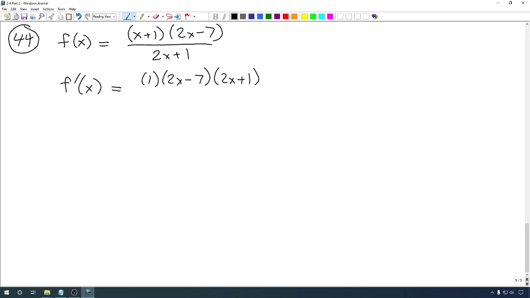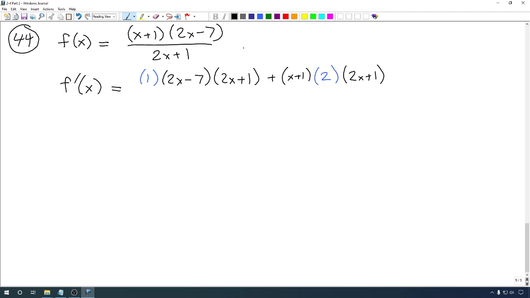Now I move on to the 2x minus 7. I'm going to differentiate that. In fact, I'm going to go ahead and do what I did last time, and I'm going to highlight the ones that are actually differentiated. So this time, I'm going to leave the x plus 1 alone. But I'm going to differentiate the 2x minus 7. Derivative of that is actually a 2, because we have a 2 in front of the x. And I'm going to leave the 2x plus 1 alone.